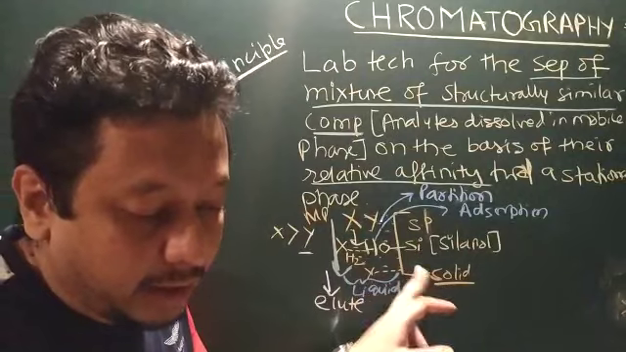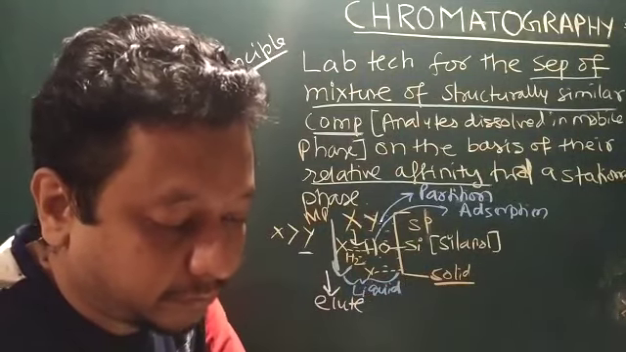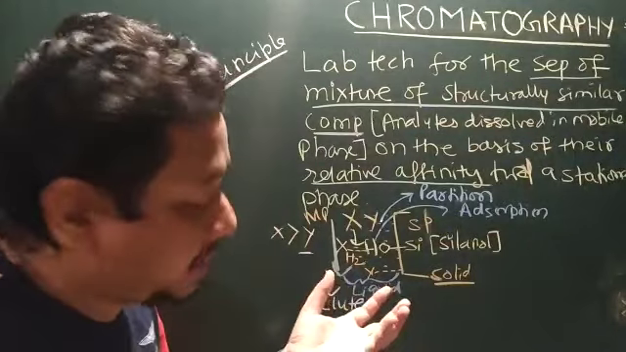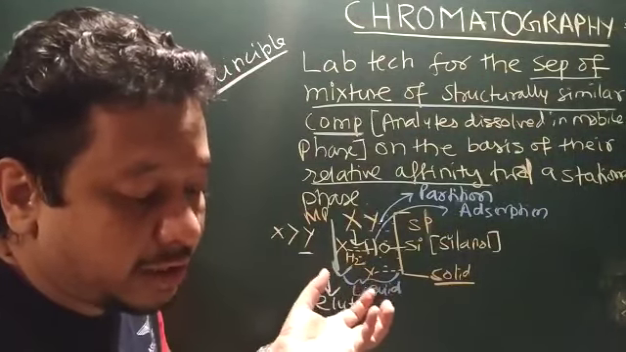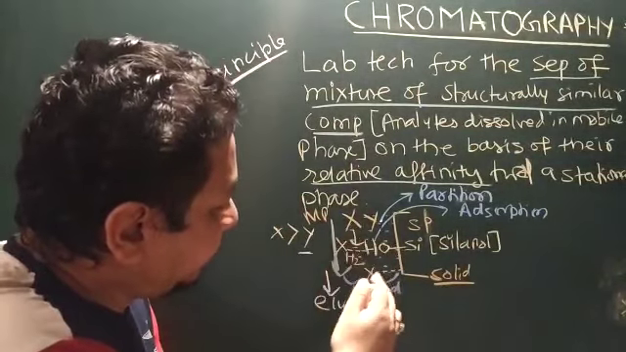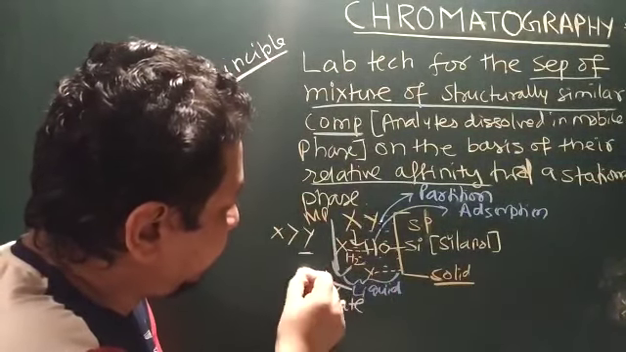Okay, fine. Then after that, various components of the analytes present in the mobile phase should be partially soluble for adsorption. Why? Now X and Y, if they are, this is the mobile phase, right?